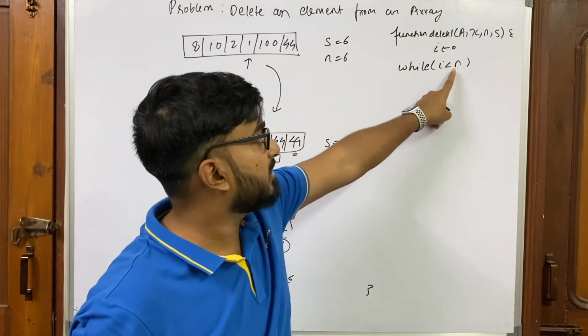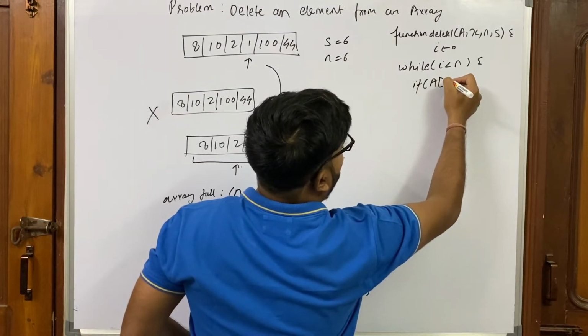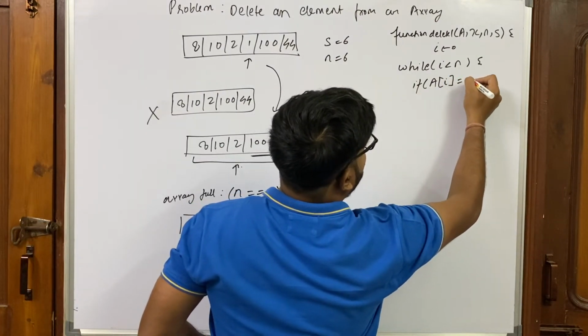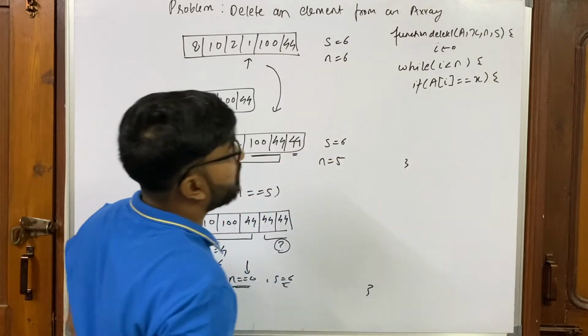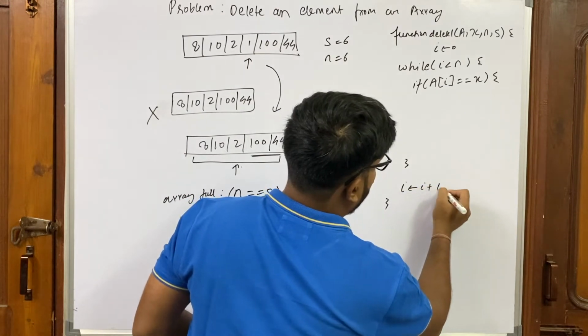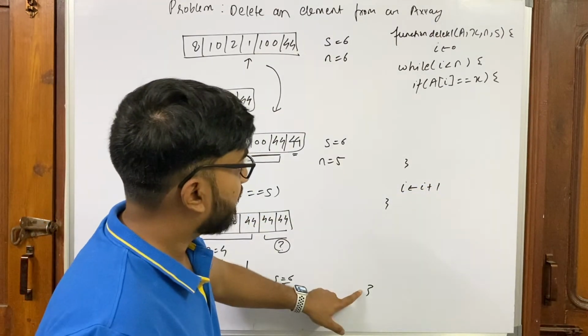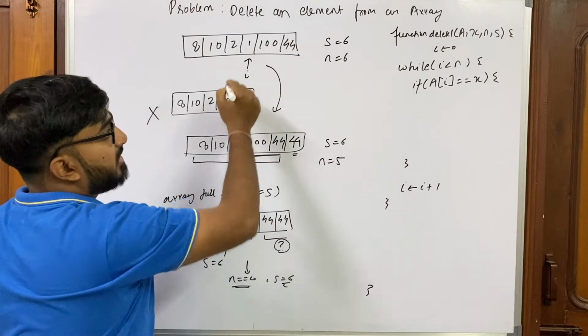Because n is the number of elements, s is the size. I'll say if the ith index in this array is equal to the element that we want to delete, this is where we do our processing. After this we do i is i plus 1. So the while loop ends here and the function ends here. So we found the location where we need to delete this element x.